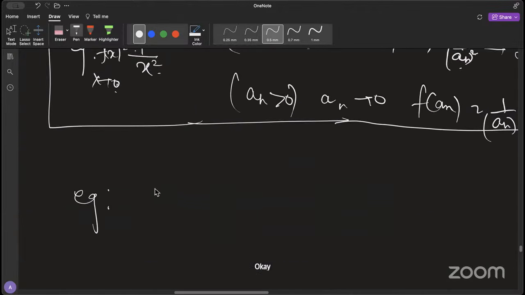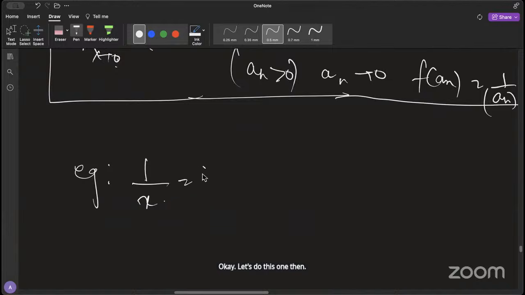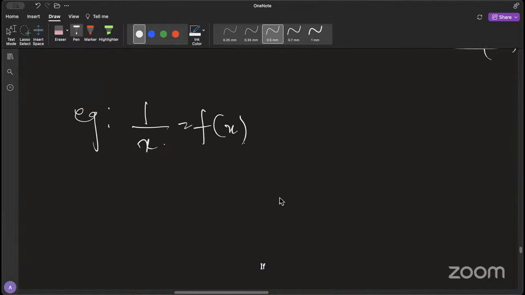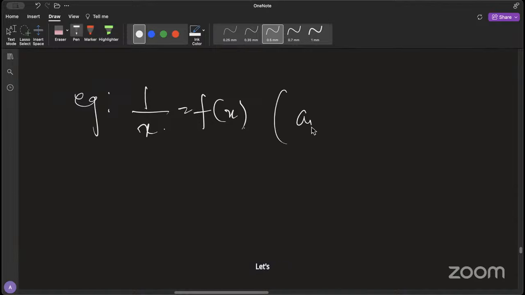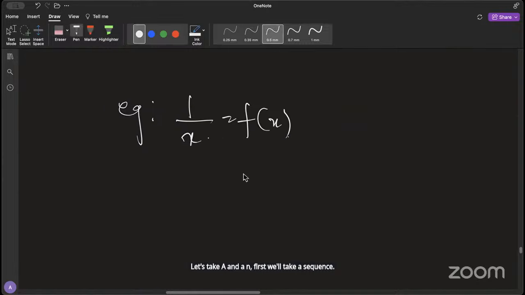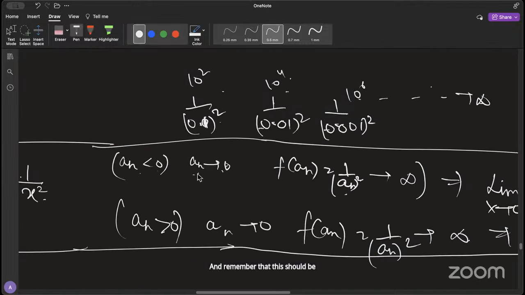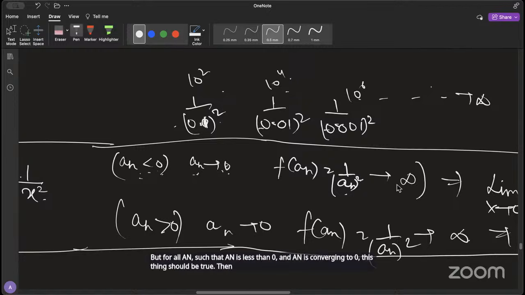Okay, let's do this one then. 1 by x. If you have this, let's take a_n here. First we'll take a sequence. And remember that this should be true for all sequences that are negative and converging to 0, right? Not just one sequence that you will take. For example, in this particular case, we have taken a particular sequence. But for all a_n such that a_n is less than 0 and a_n is converging to 0, this thing should be true. Then I can say that f(x) is going to infinity when x is going to 0.